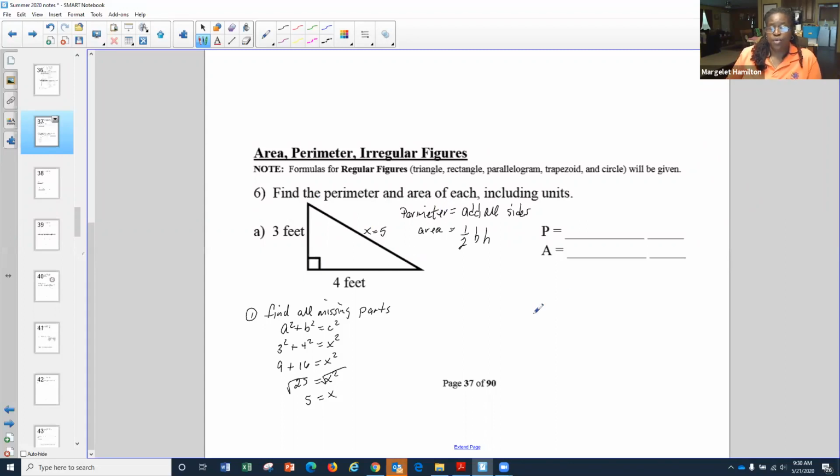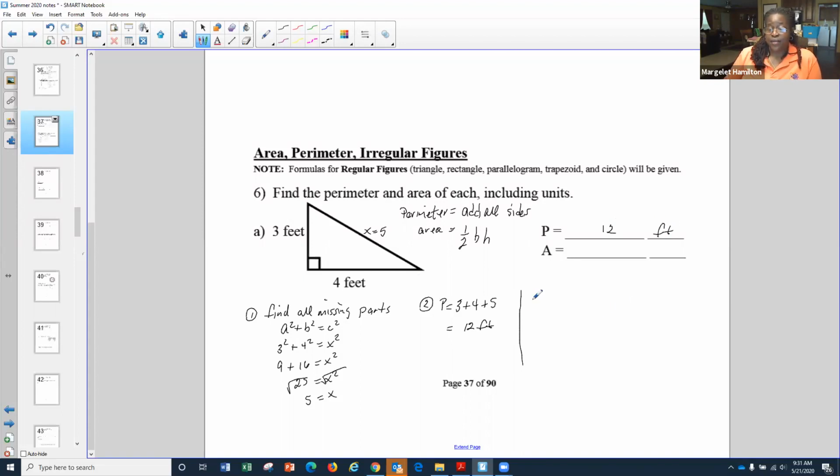We can find our perimeter. So now we see that P equals 3 plus 4 plus 5. And that gives us, yes, just that simple, 9, 10, 11, 12. 12, and don't forget your dimensions, feet. Okay?